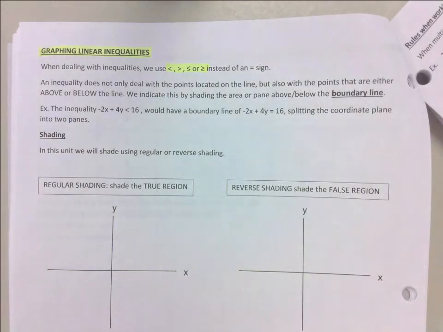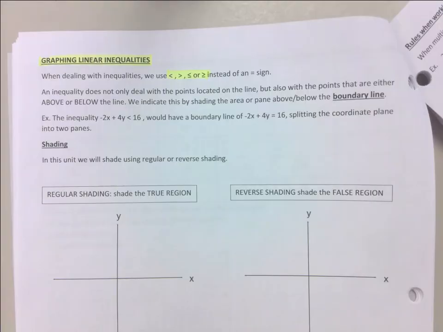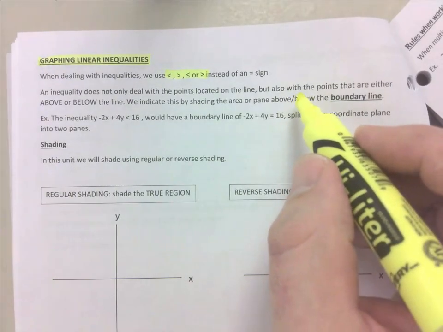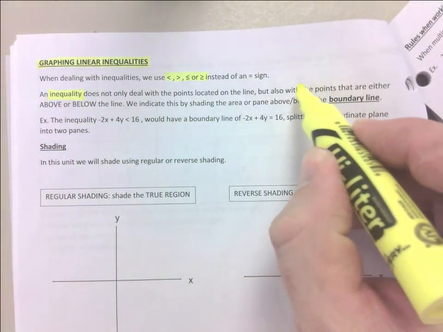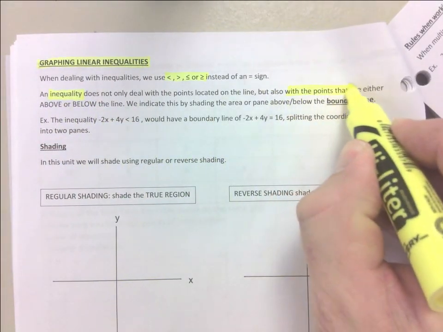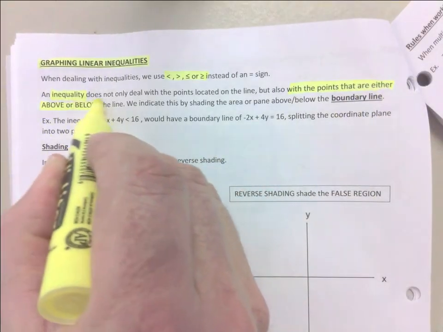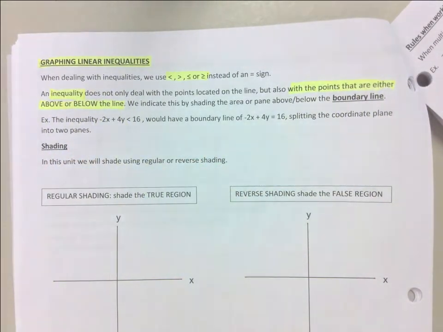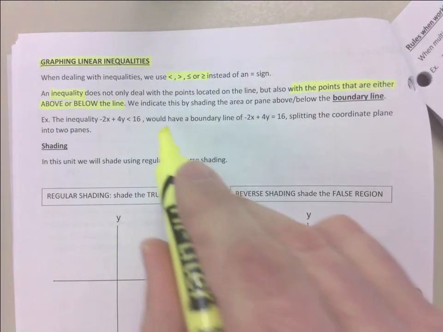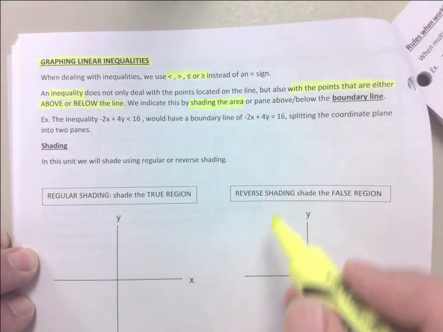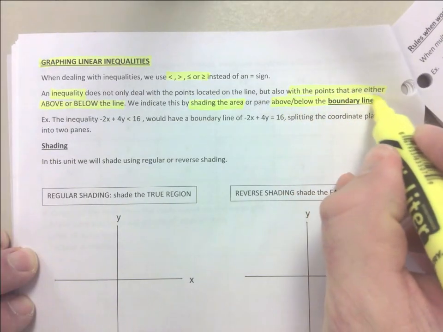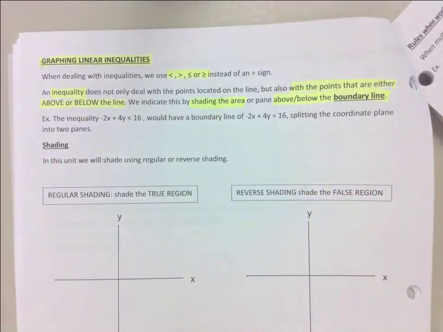The inequality does not just deal with the points on the line. When you have an inequality, you deal with the points that are either above or below the line. You're not just on the line, you're above or below the line. And we indicate this by shading, right? We'll shade the area above or below the boundary line. So that's how it's going to change.